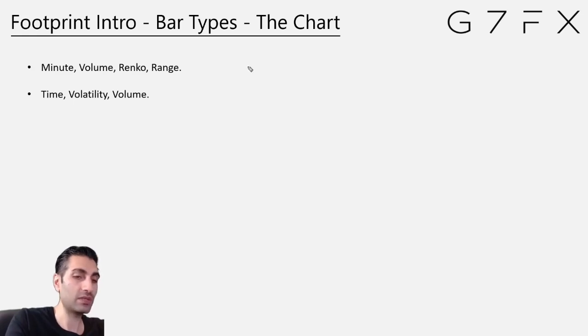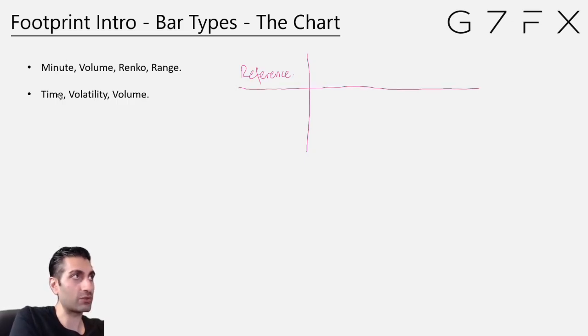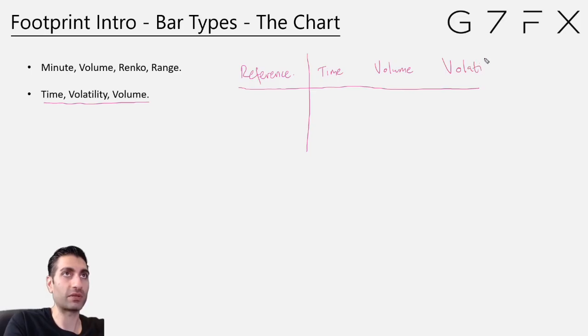So if you were to draw a table, what I would suggest is you say reference. Okay, so you draw your table, and then you have your reference. We're going to go through these one by one. So you've got time, right? You've got volume first, just because that's what I use for main charts, and I use volatility for the footprint.